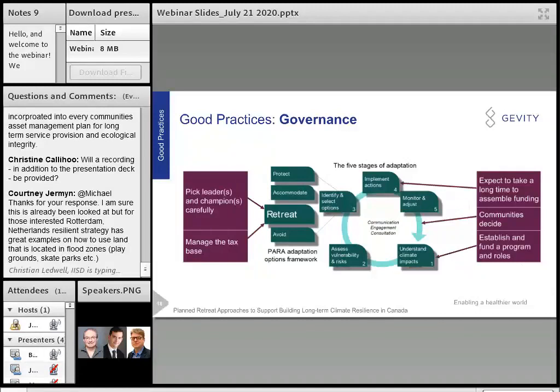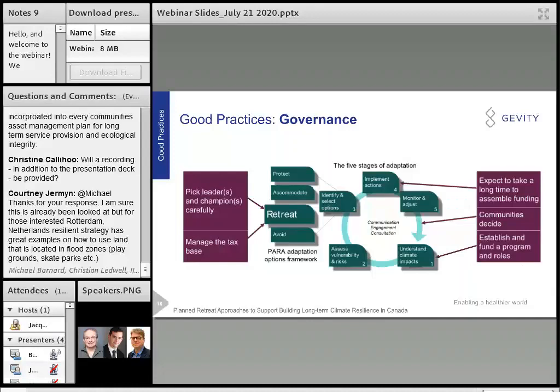Moving on to governance, and again starting on the left-hand side: picking leaders or a champion very carefully. Somebody that you know can speak to the nuances of planned retreat or the wider nuances of climate change adaptation. And often it's not a single leader, it's a series of individuals working together for community good.